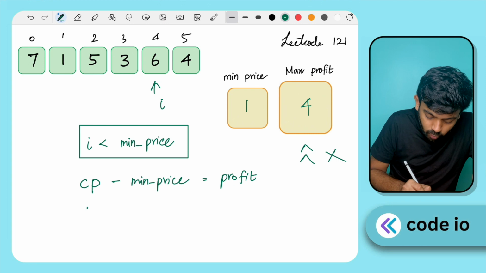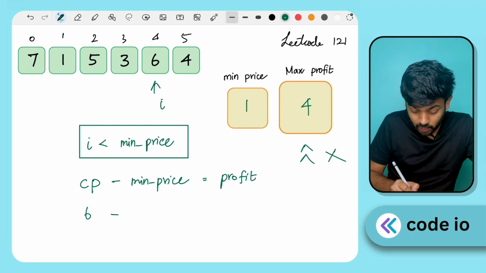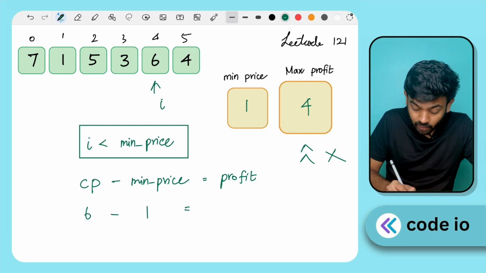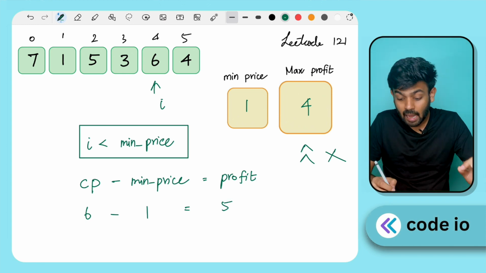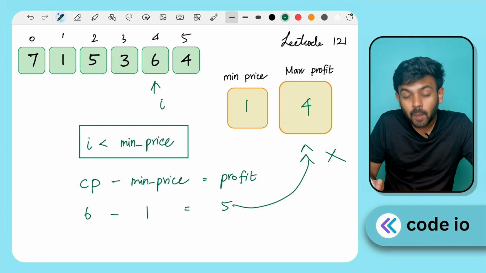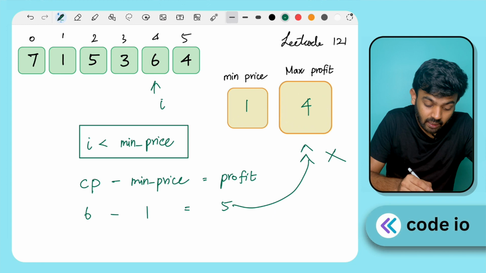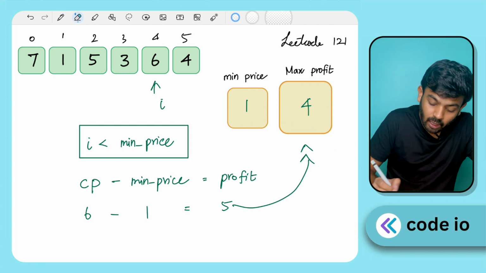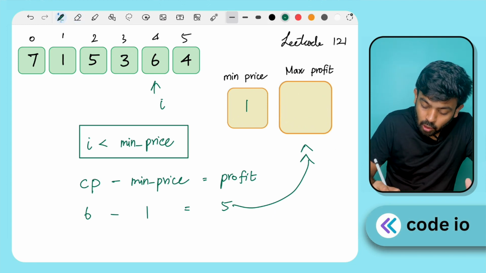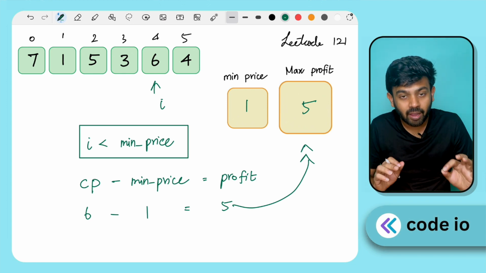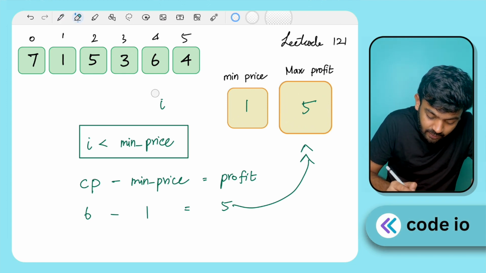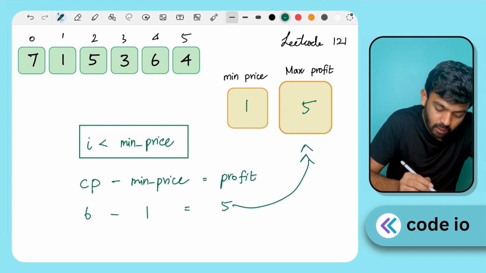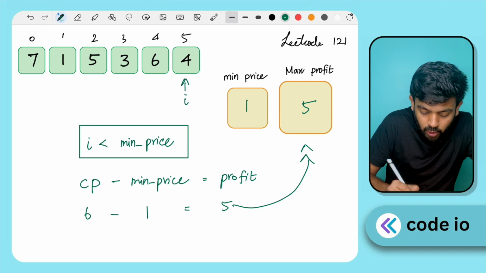My profit here would be current price, which is 6, minus my minimum price, which is 1, and 6 minus 1 gives me 5. And 5, if I compare to my max profit, 5 is greater, right? So 5 is greater than my current max profit, which is 4. So I'm updating my max profit as 5. Okay, moving on to the next iteration, and this is going to be the last iteration. So it's pointing at 4.